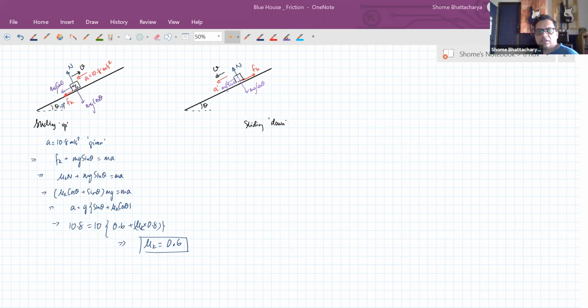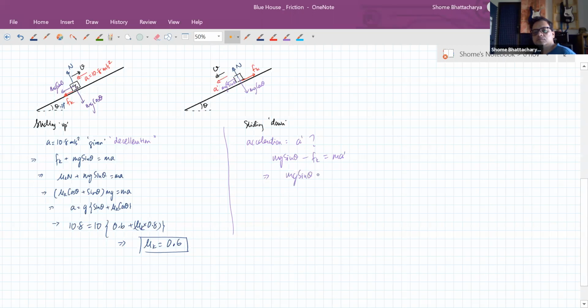Okay. Now on the other hand, while sliding down the inclined plane, you can see that friction and mg sine theta are in opposite directions. So it accelerates at some a prime. Okay. This was the given deceleration. So mg sine theta minus kinetic friction is ma prime. So the rate of acceleration, when you substitute this over here and theta of course as 37 degrees, you should be getting a prime as 1.2 meters per second square.